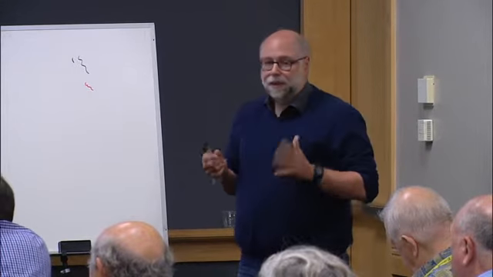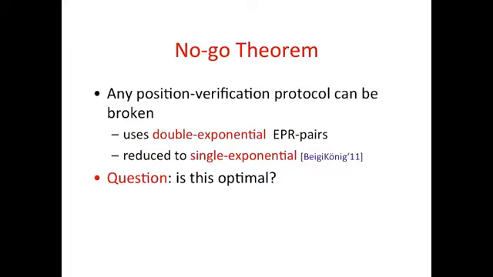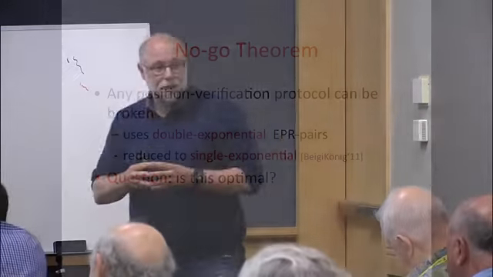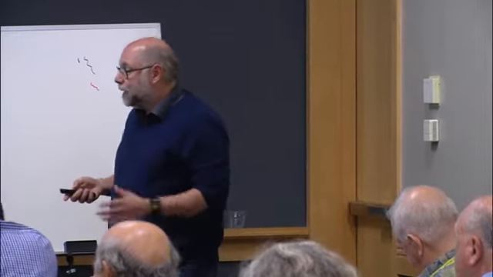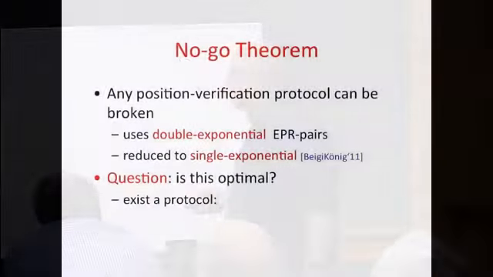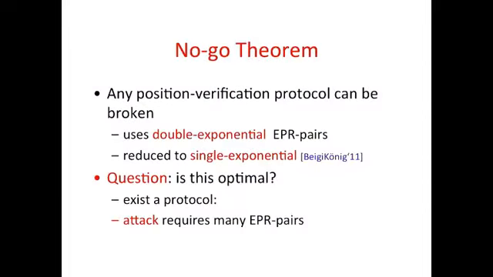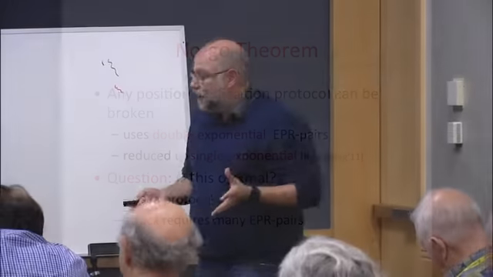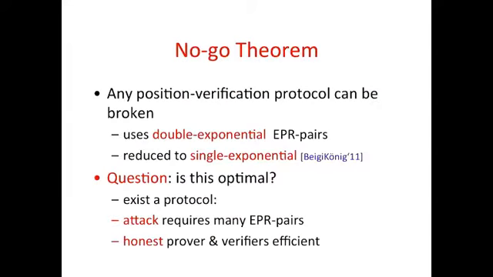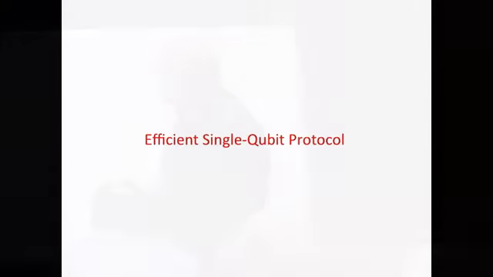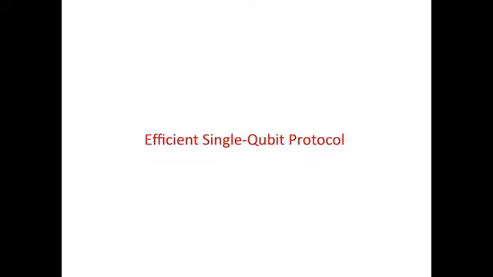But a very natural question, I think also a very important question, is: is this optimal? Do we need really an exponential amount of entanglement, or can you do it with much less? And in particular, and I think this is very interesting, can you come up with a protocol in this port-based teleportation where the attack requires a lot of entanglement, but the honest prover and verifiers are efficient, and they don't need a lot of qubits? So that's what I have been looking at recently.